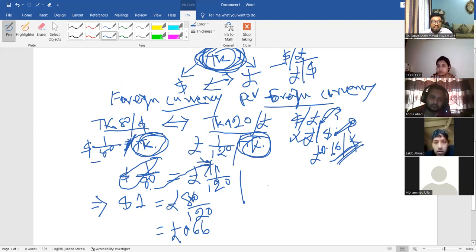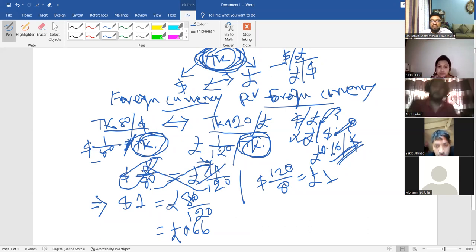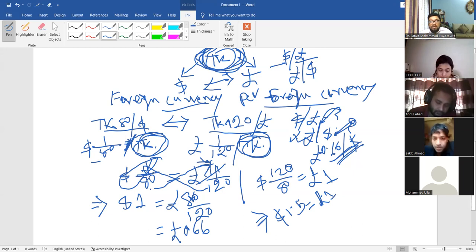Using the same concept, can you write dollar 120 by 80 equals to 1 pound? Keep your dollar 1 pound here, and these will jump to that side. Using our cross multiplication concept, it will be dollar 120 by 80 equals to pound 1. Is it all right? Yes, sir. So give me the result. 1.5, sir. So it's $1.5 per pound. We have got the answer of this question as well: dollar per pound. So we have $1.5 equals to 1 pound.